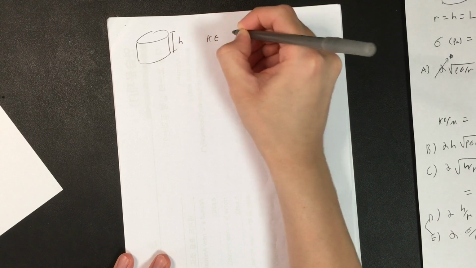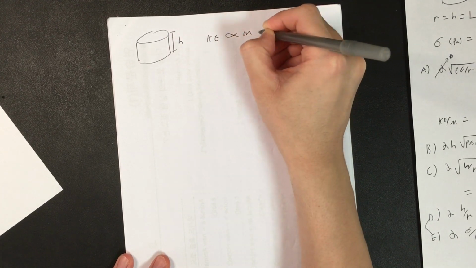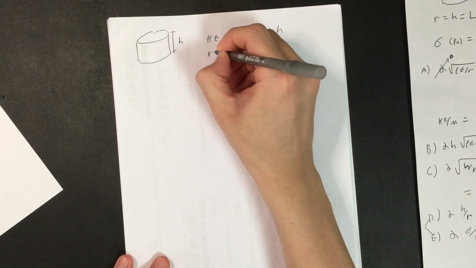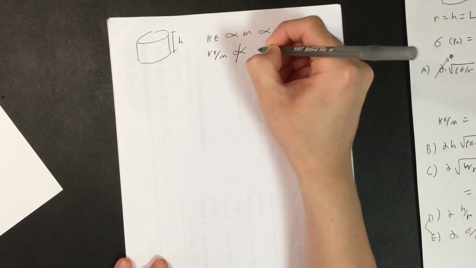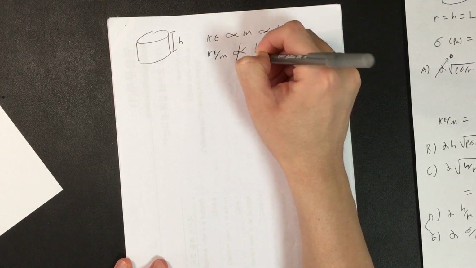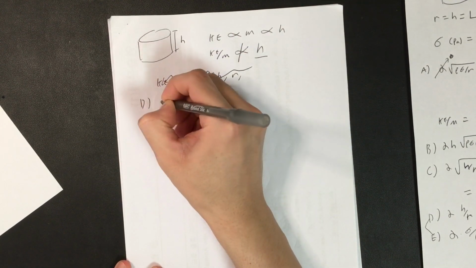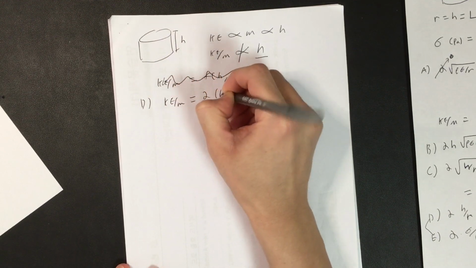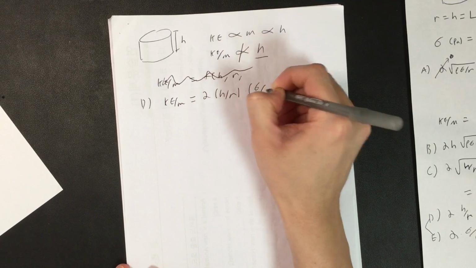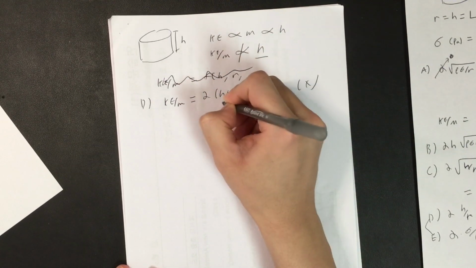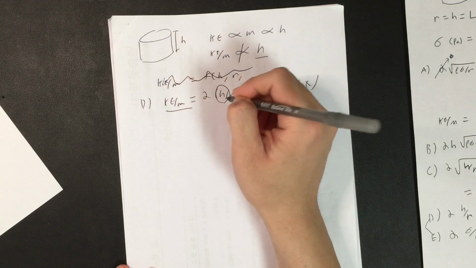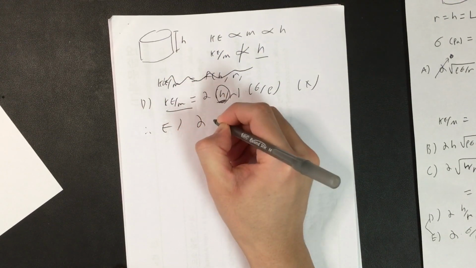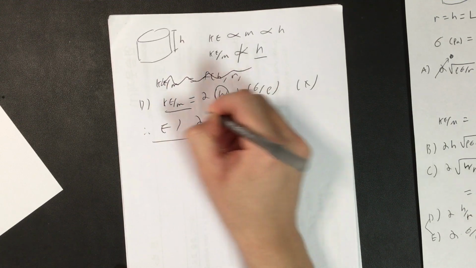But note that kinetic energy is proportional to mass, in which mass is proportional to height h, which means kinetic energy per mass is not related to the variable h. And this means for answer choice D, where kinetic energy per mass is in the form of alpha times h over r times sigma over rho, this cannot be the answer because in this case, the kinetic energy per mass is linear with height. Therefore, E, which is alpha times sigma over rho, would be the correct answer.